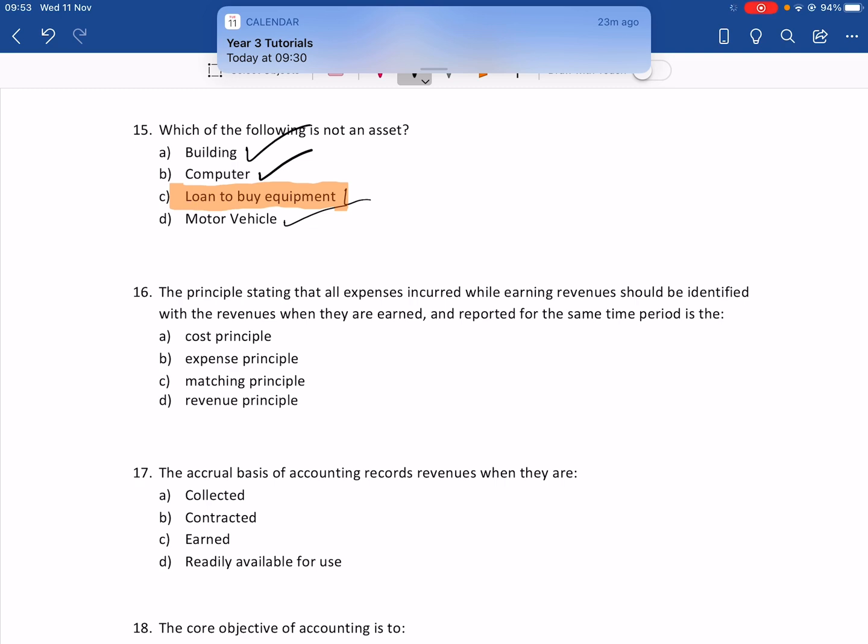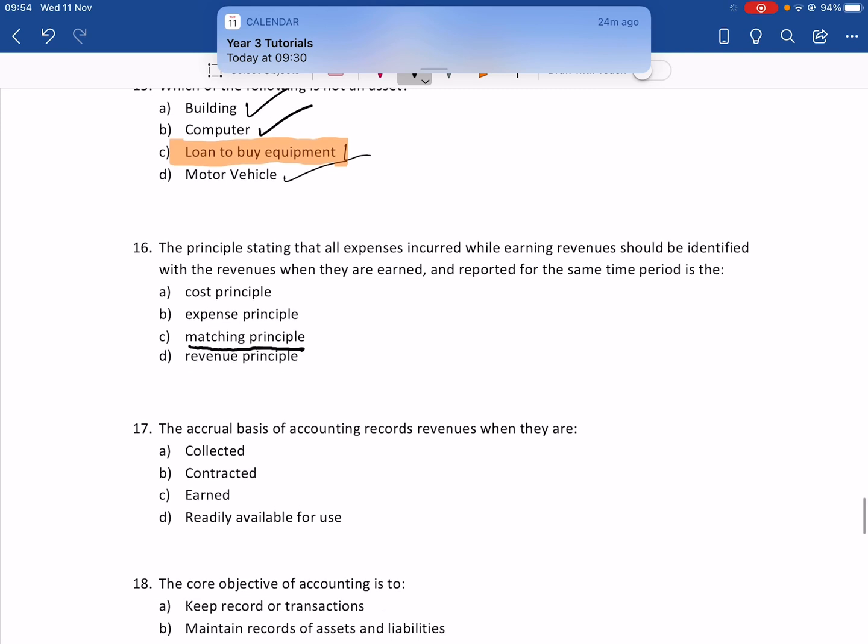The principle stating that all expenses incurred while earning revenue should be identified when the revenue is earned, and reported in the period, is known as the matching principle. Okay. So what we need to do, I think that question underneath it helps a little bit as well. So again, as I said before, from the 1st of January to the 31st of December, we need to match our income and our expenditure within that year.